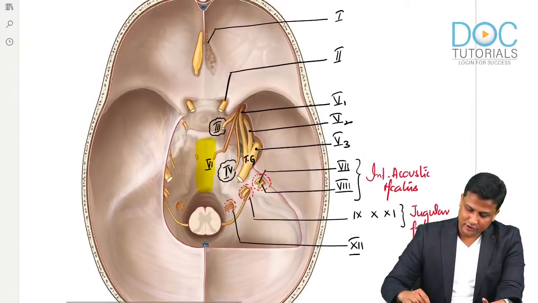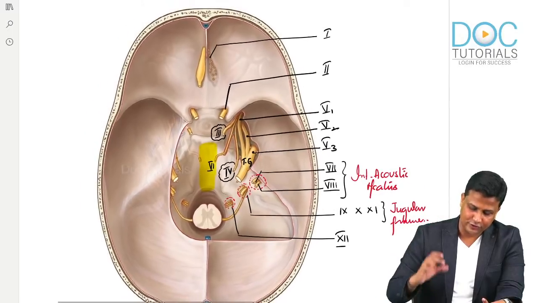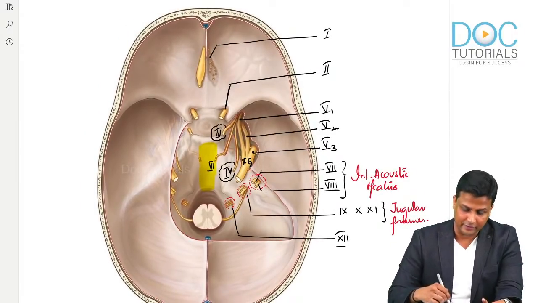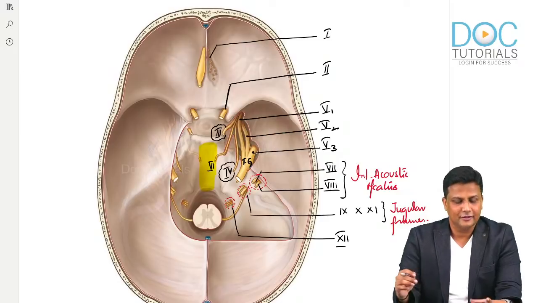So the confusion is actually in the middle part. Most of the students I have seen, the confusion will be in this part in the middle, guys. So I think that has been clarified.